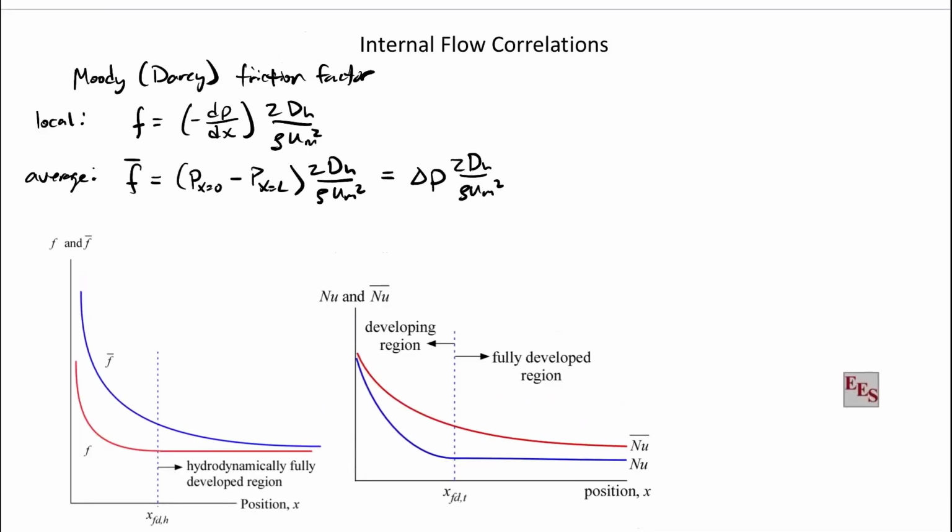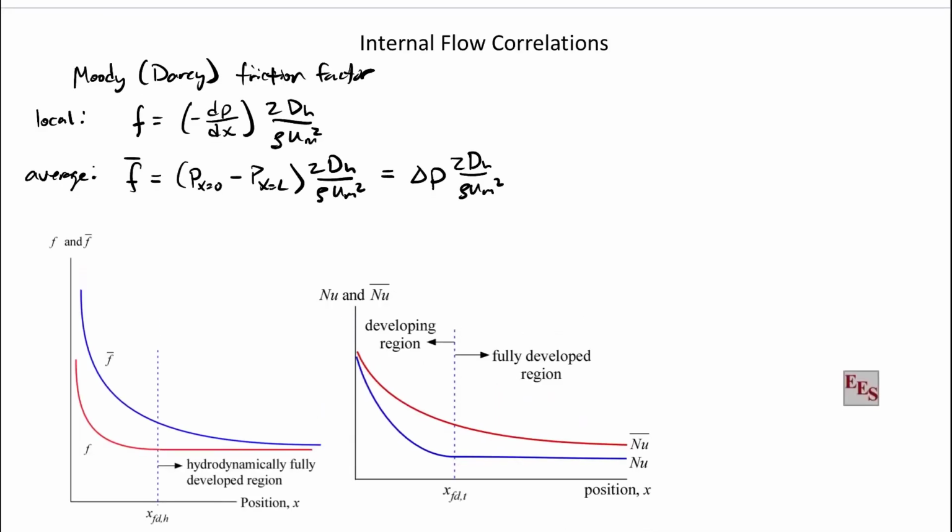Okay, so that's the friction factor. The other thing was the Nusselt number. So we have our local Nusselt number, and that's in terms of hydraulic diameter, H D sub H over K. Sorry, I think there might be a typo here. Sorry, let me come back to this.